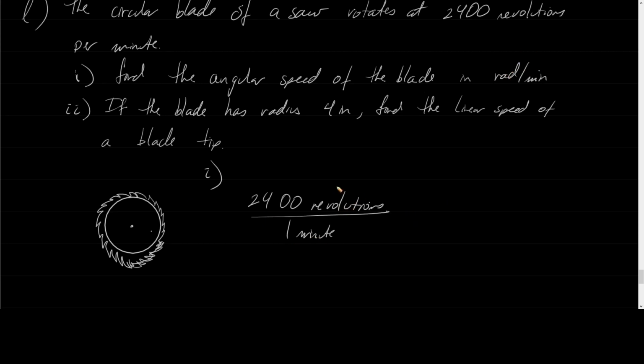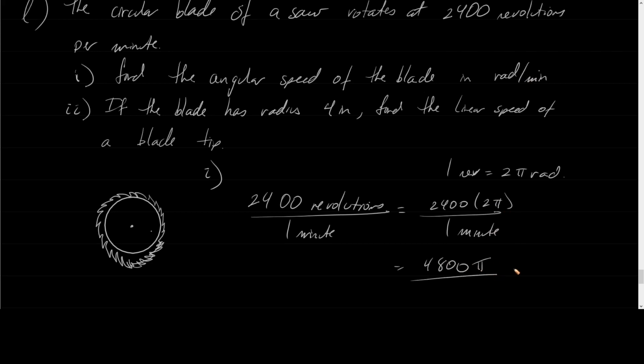So what we're going to do here is, we know one revolution is equal to 2 pi radians. So all we need to do is convert 2400 revolutions into radians. So we're going to say this is 2400 times each revolution represents 2 pi radians. We wanted it to be per minute. So this is going to give us 4800 pi radians per minute. So that's the angular speed. That was our angular speed.